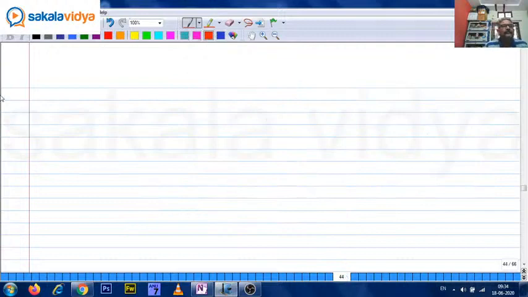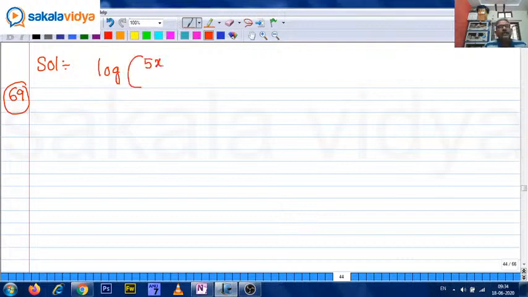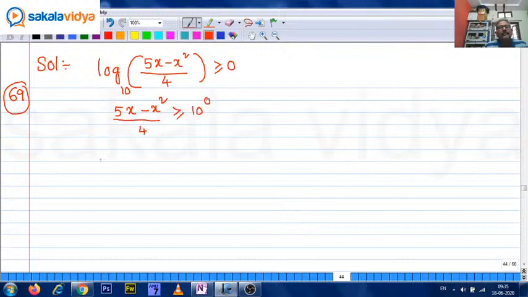Now the 69 solution. Log of (5x minus x square) upon 4 to the base 10 greater than or equal to 0. Since the base is 10, the inequality symbol will not change. So we can write it in exponential form: (5x minus x square) upon 4 greater than or equal to 10 raised to 0.